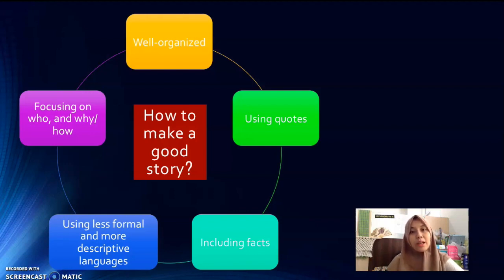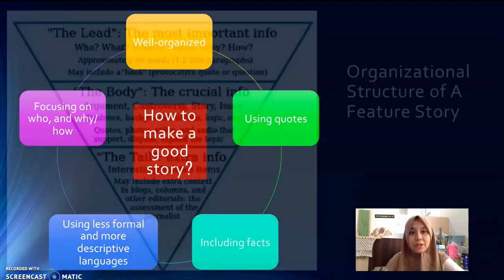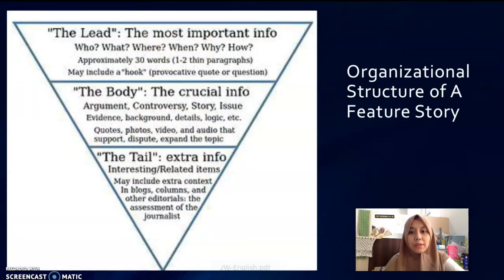So you may also want to find quotations that are interesting and, more importantly, capture and represent the person that you're writing on. The final one, you may want to make sure that your story is well organized. So shortly after this, we're going to talk about the organizational structure of a feature story. First one, a feature story consists of a lead.